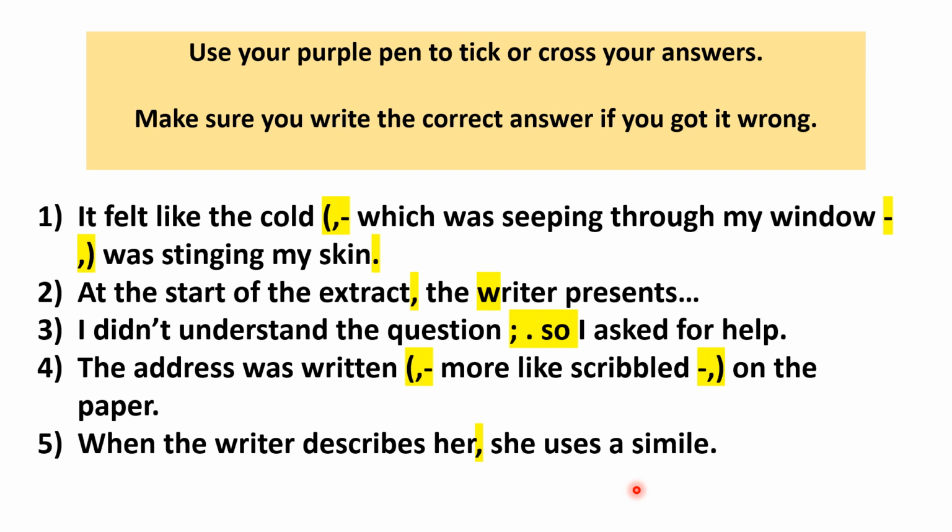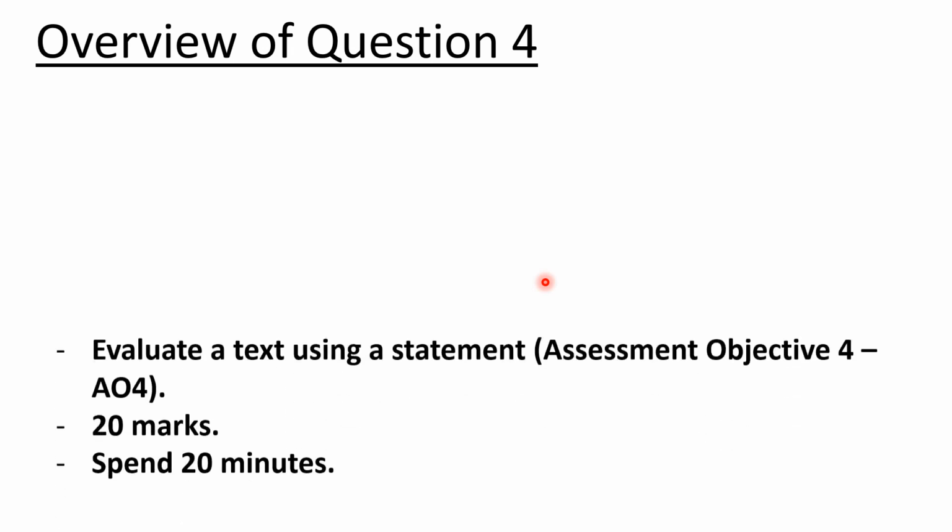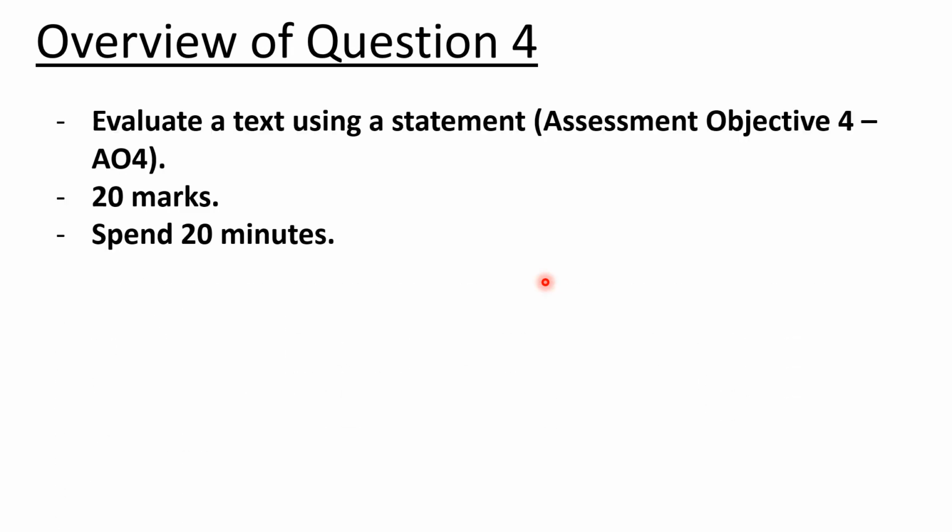Okay, so let's look at question 4. This is the final question for section A before we move on to section B, which is question 5. So this question will always ask you to evaluate the text using a statement. You might be confused. I'll show you what that looks like in a minute. And this is AO4, assessment objective number 4.